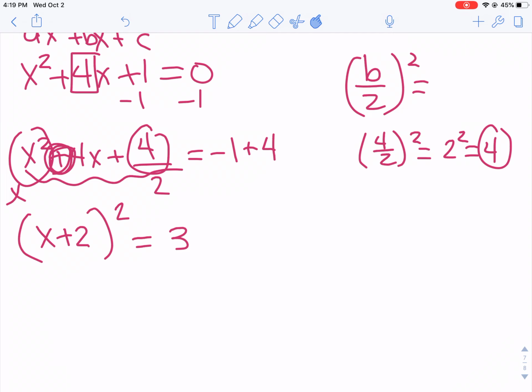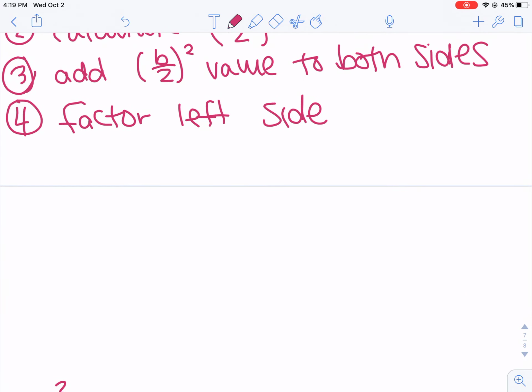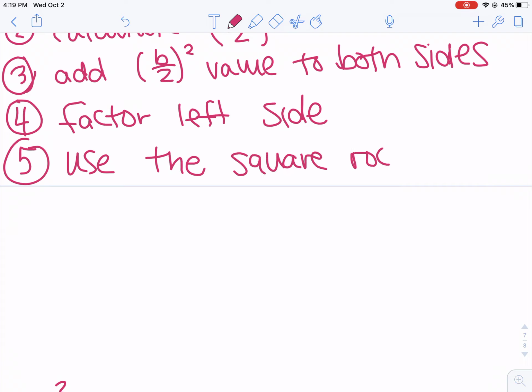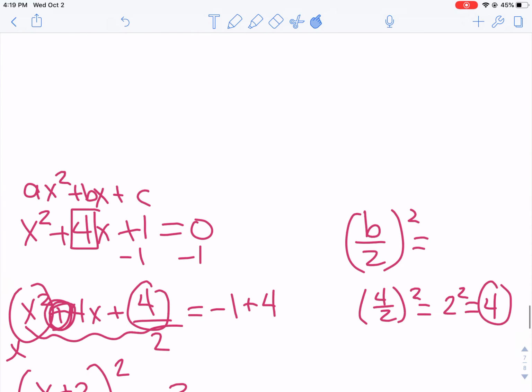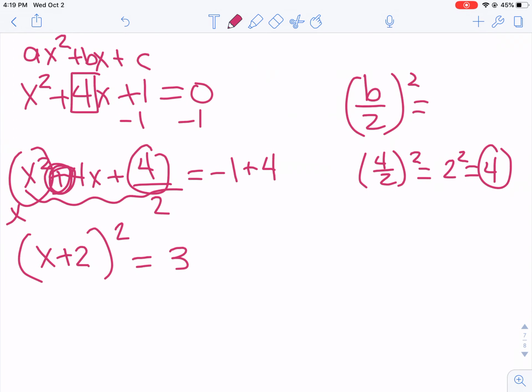So now your last step is going to be to use the square root property to solve. At this point, I can square root both sides. So this gives me x plus 2 equals plus or minus the square root of 3.